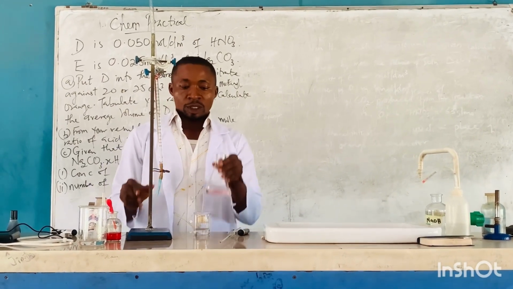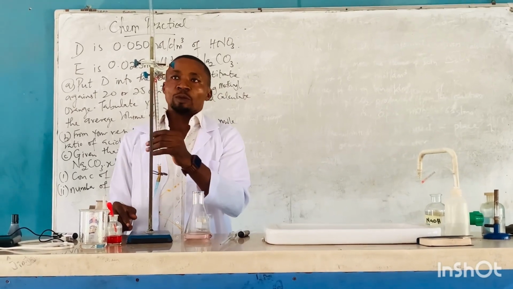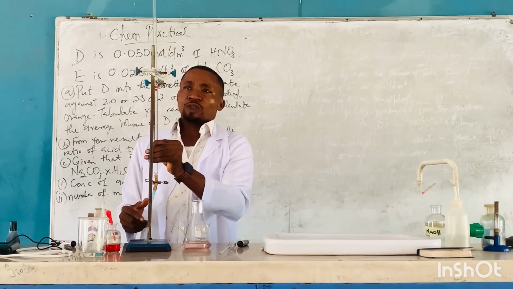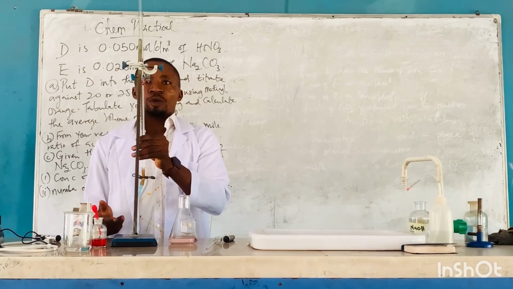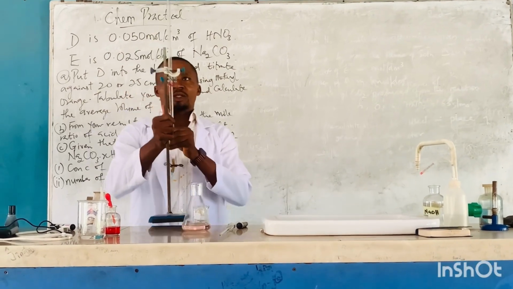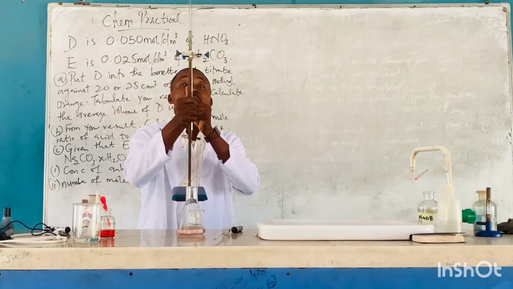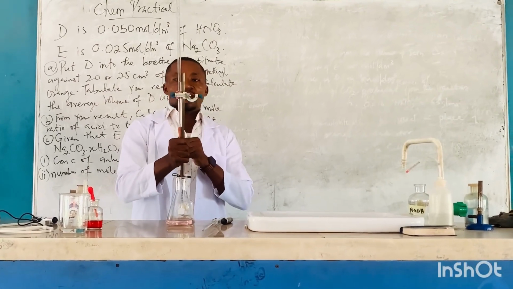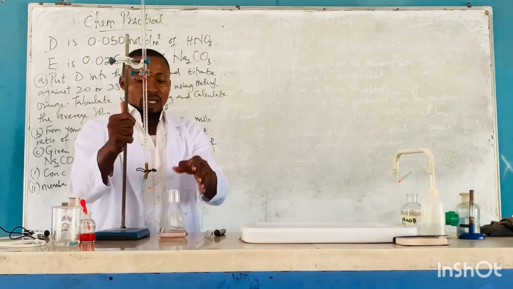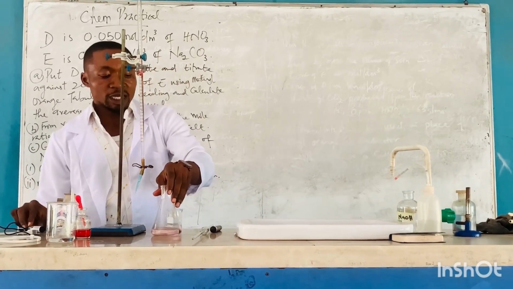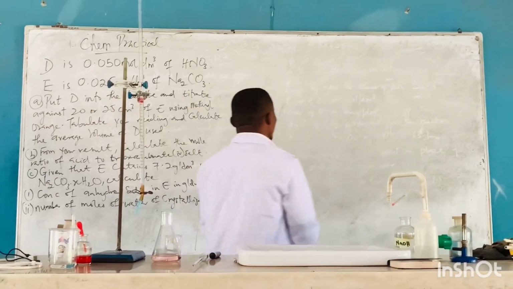From what I have here, I have 22.2. If you want to take your reading, please take it at eye level like this and take your reading. Don't take it above eye level or below eye level so that you can get a correct reading. Look at the color it's going to give you if you want to get an accurate result. Okay, let us start solving.